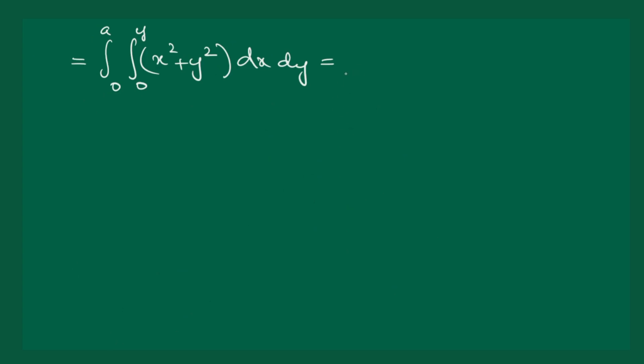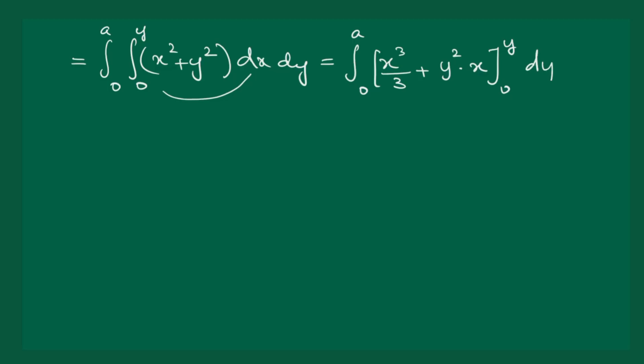Now as usual we have to integrate the innermost integral first, that is the x variable. So y is treated as constant, so write integral 0 to a as it is. Now y is treated as constant, we have to integrate x. So here x square becomes x cube by 3 plus y square, which is constant, into x. The limits are 0 to y, dy.